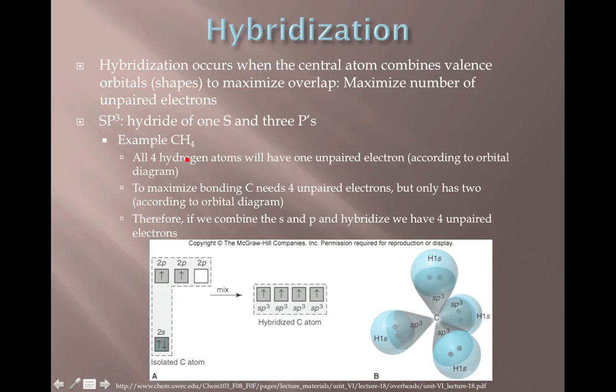So what I'm going to do is a lot of examples, and I'm going to derive these hybridizations for you just to show you where they came from, but then I'm going to show you the shortcut. Really you need to know how to do the shortcut, but I need to show you the long way first so you understand where the shortcut came from. Okay, so let's look at CH4.